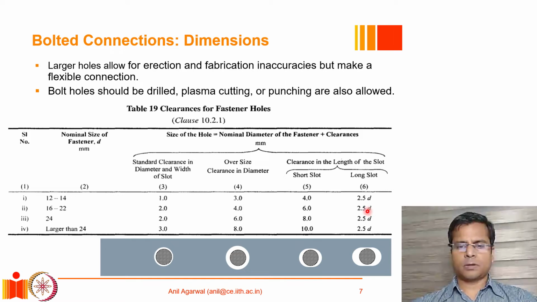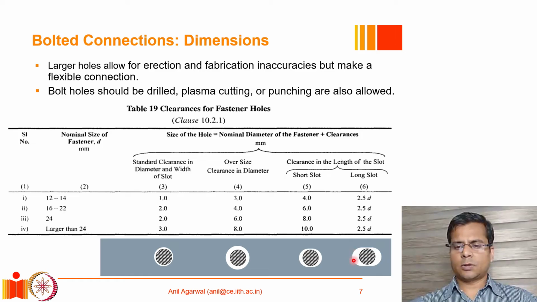So the dimensions of these are given. I'm just going to give you an example. We will take a 16 mm diameter bolt as an example. For a standard clearance hole, the hole diameter should be 18 mm. For the oversize clearance, the hole diameter should be 16 plus 4, that is 20 millimeters. A short slot, which will look like this, which is basically two semicircles and a rectangle in the middle, that is the hole shape. The length of the slot from this edge to this edge will be 16 plus 6, that is 22 millimeters. And in the other direction, the size will be same as what is required for standard clearance, which is 18 millimeters.